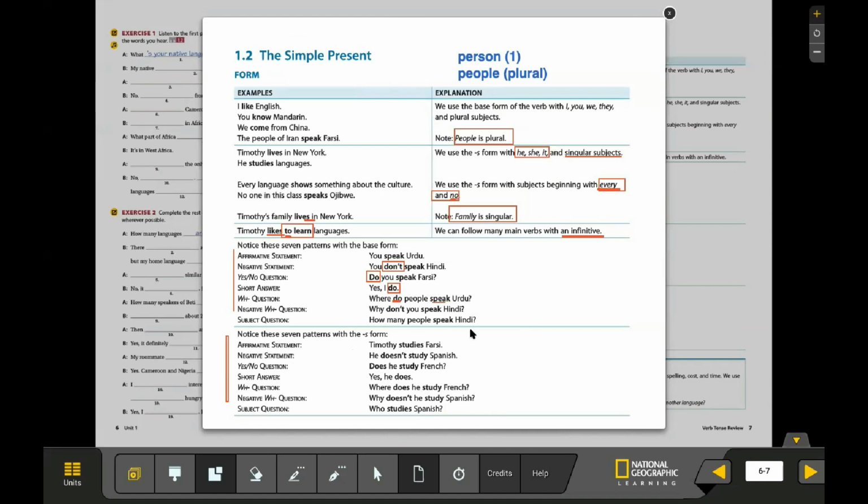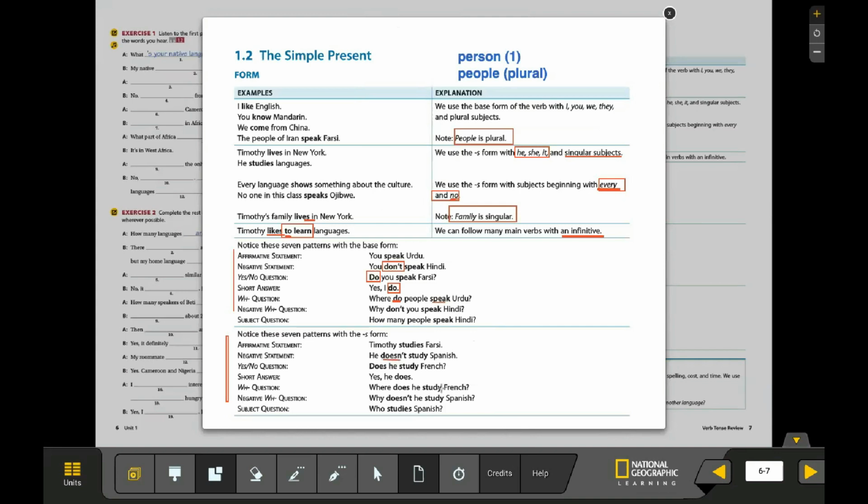Yes. Notice these 7 patterns with the S form. Affirmative statement, Timothy studies Farsi. Negative statement, he doesn't study Spanish. Yes, no question, does he study French? Short answer, yes, he does. WH question, where does he study French? Negative question, why doesn't he study Spanish? Subject question, who studies Spanish? Perfect.